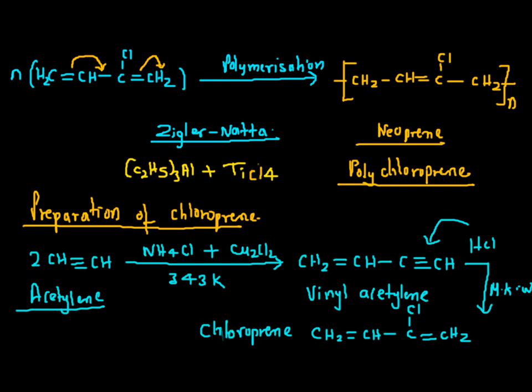So in this way, chloroprene is prepared, which we can use for the manufacturing of polychloroprene, or you can say neoprene.